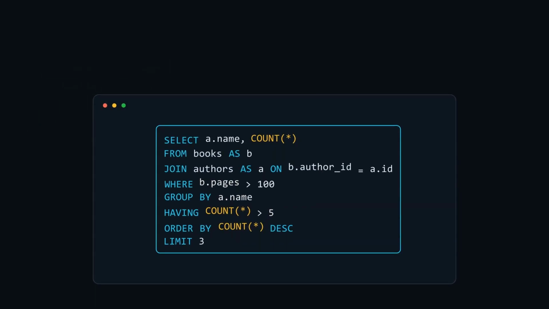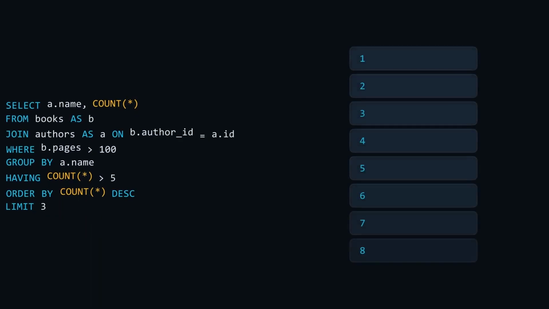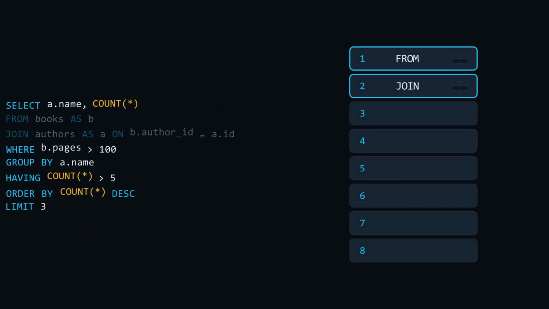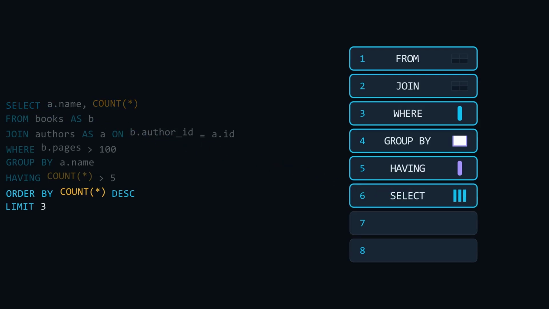Wrong. Well, kind of. Everything works, but the order of the keywords you just saw is the order you write, not the order the database runs it. Here's what actually happens. First, from and join to build the data. Then where to filter the rows. Then group by to make buckets. Then having to filter the buckets. And only then select. And finally, order by sorts and limit cuts.